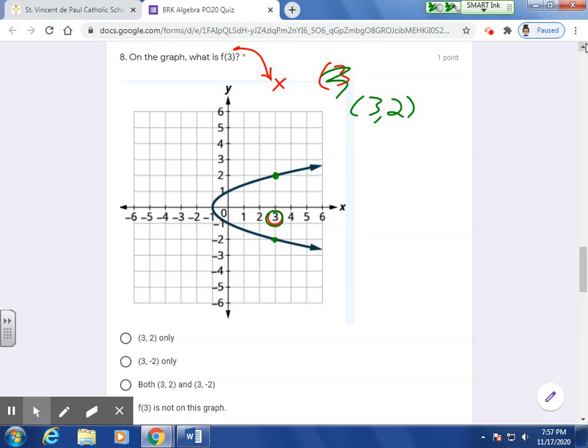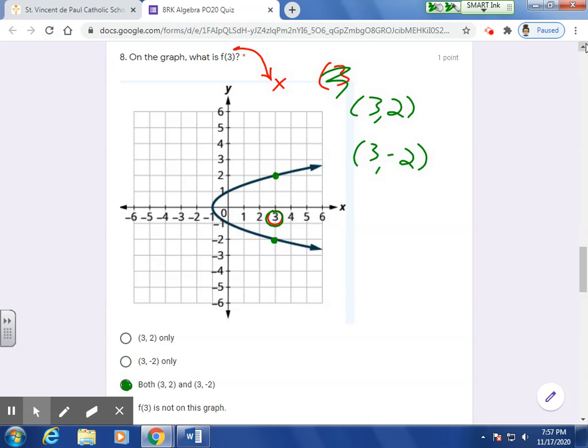And there's a y value here at 3, negative 2. So there are actually two locations where x equals 3, two ordered pairs on this graph that have an x value of 3, which is why, by the way, this graph is not a function, right?